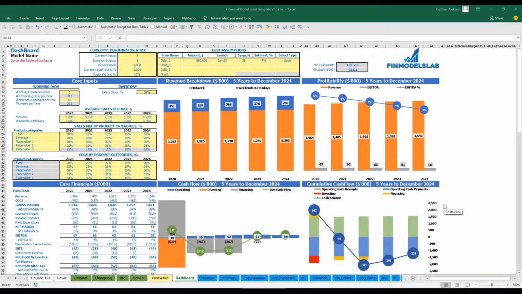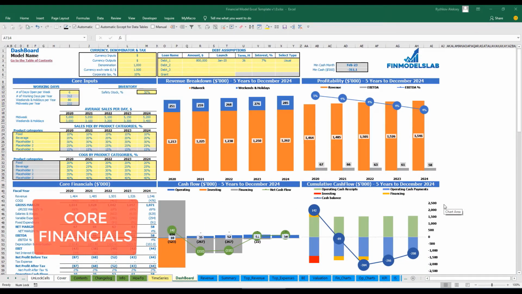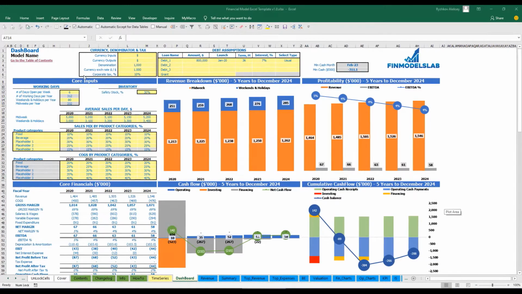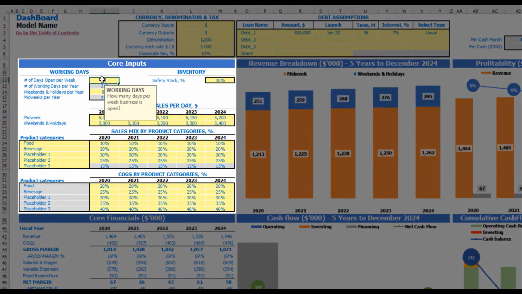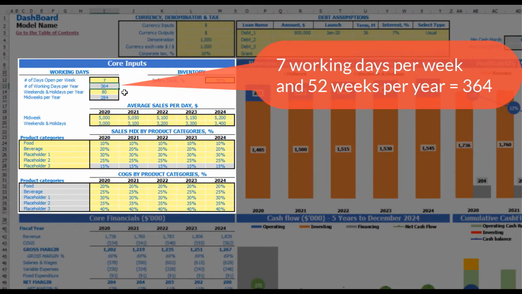You can set up core revenue drivers and see core financials and charts related to your business. So let's start with core inputs. Let's pretend you have 7 working days for your business per week. This means that count of working days per year will be 164.